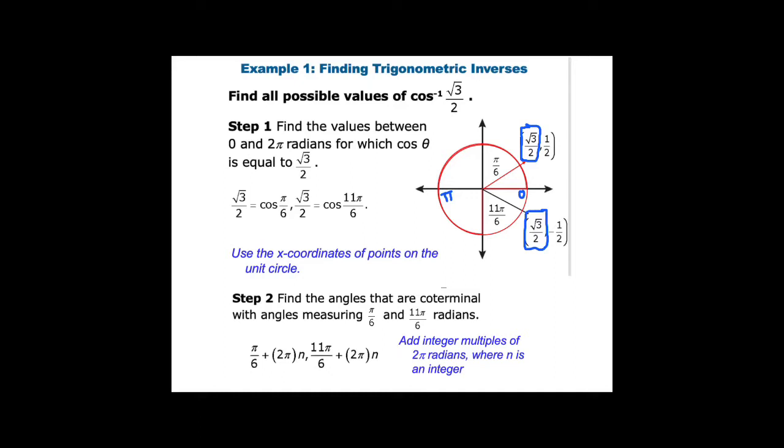And then we would write it out as the square root of 3 over 2 equals cosine of pi over 6, because that is the first one. And then the square root of 3 over 2 equals cosine of 11 pi over 6, because that is our second one. And then step 2, find the angles that are coterminal with angles measuring pi over 6 and 11 pi over 6 radians. And then this would be your answer.